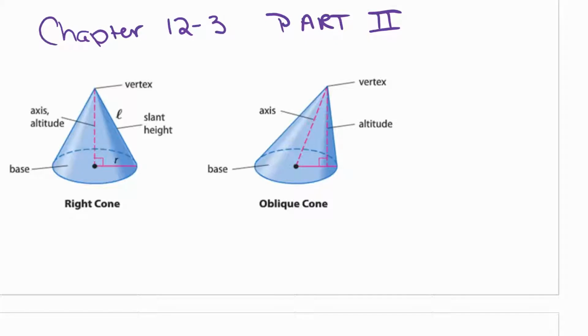Chapter 12.3, Part 2. In this portion of the Chapter 12.3 video, we will look at surface areas of a right cone. In a right cone, the altitude goes from the vertex to the base, and it'll be perpendicular with the base. The distance between where it hits the circle at the center and a point on the side of the circle, the edge of the base, will be the radius. The slant height will go from the vertex to a point on the edge of the circle or the edge of the base.